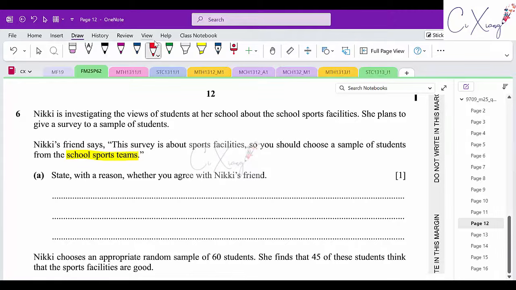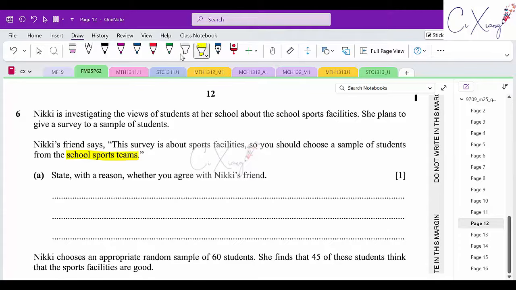When you want to select any sample to carry out a survey, you always have to make sure that the sample you select is actually a random sample. Random sample means that it is random enough. That means you cannot specifically select only a certain group of students, or a group with a special characteristic. Random sample means that everyone in the population has an equal chance to be selected, and we are not going to focus only on one specific group, right?